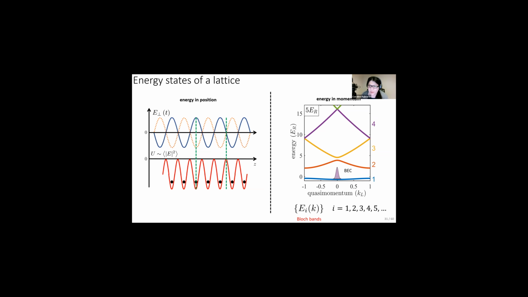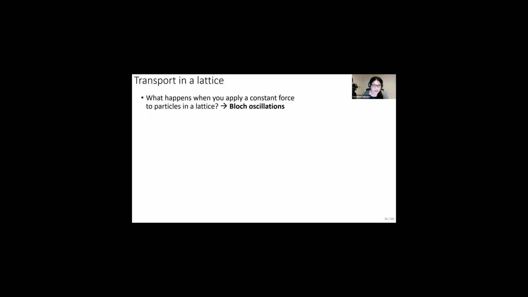Great. And so if I take that Bose-Einstein condensate and I slowly turn on the optical lattice potential, our Bose-Einstein condensate is going to populate, say, this lowest energy state at the center here with zero momentum, because my BEC is not moving. And with this, I can ask myself, how do I understand some basic transport phenomenon? The question I want to ask is, what happens when we apply a constant force to particles in a lattice? And the answer is what are called Bloch oscillations.